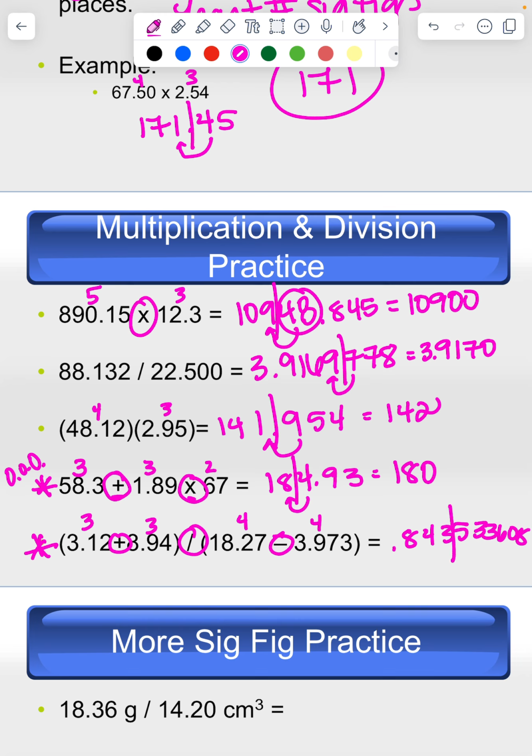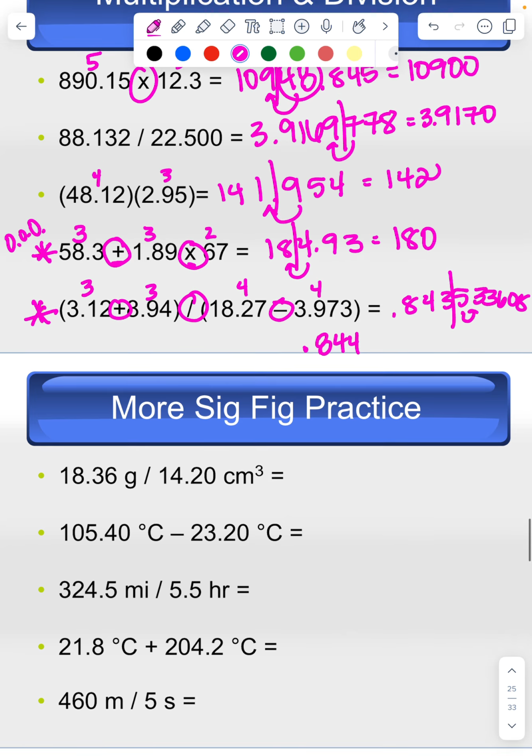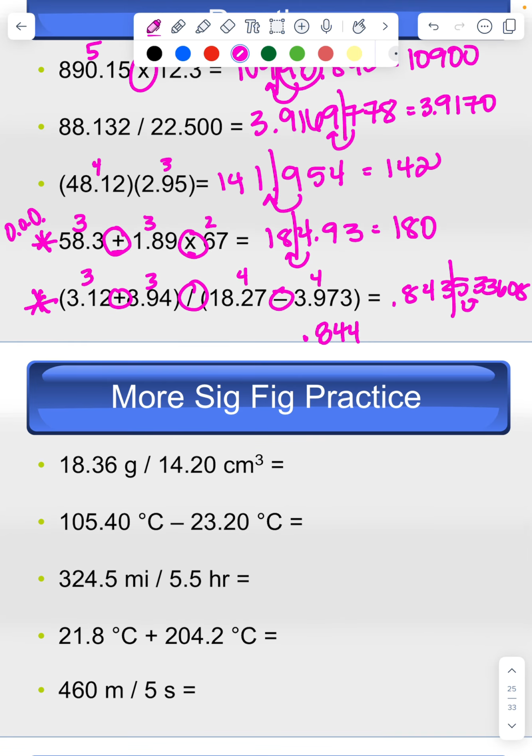All right, so we cut it off after that third sig fig. There's a 5 behind it. So what do we do? We have to look behind that. That number is a non-zero number, so we round up immediately. All right, so 0.844 is our answer for that. All right, now this one's going to be our last one for this set of notes.